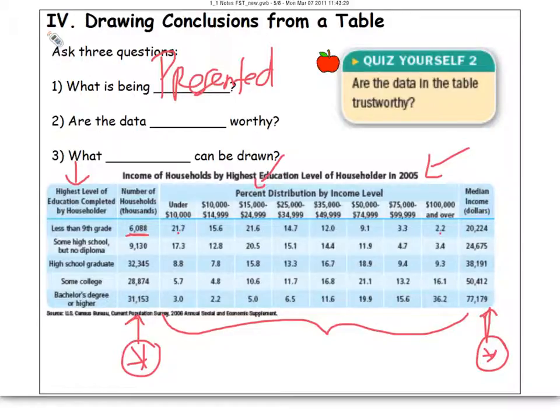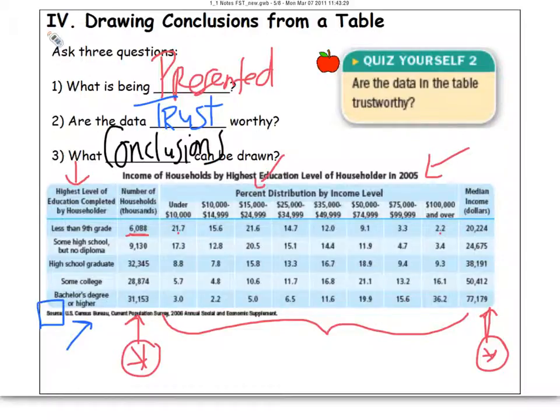Okay, second question. Are the data trustworthy? So as you continue to read it, you're trying to look at the source. And the source is right here. This source is from the U.S. Census Bureau. It was a population survey in 2006. Now, the source is the U.S. Census Bureau. We should assume that we can trust them. So yes, this data is worth looking at. If it wasn't worth looking at, we would just scrap it and not do anything with it. And then the last question you ask yourself is what conclusions can be drawn? And on the next slide, we're going to look at the data a little bit more and make some conclusions.